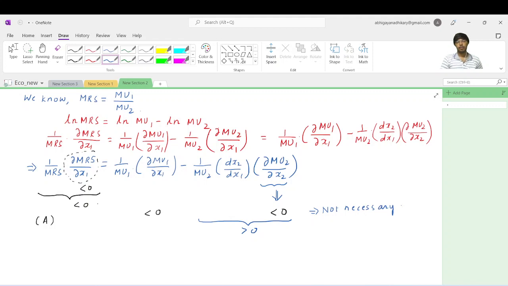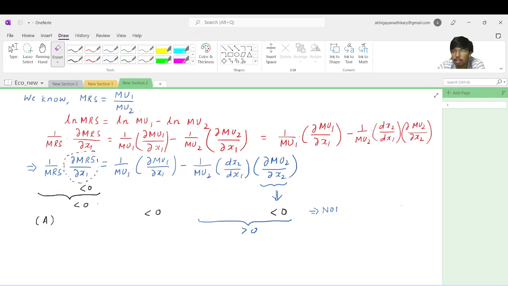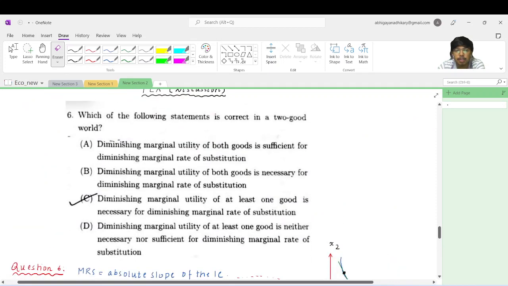Okay, so this is not necessary. For sufficient as well, what does sufficient mean? That both of them being negative ensures that this del MRS by del x1 is negative, but this is also not the case. So let me just correct it the way that I've written. It's not correct.